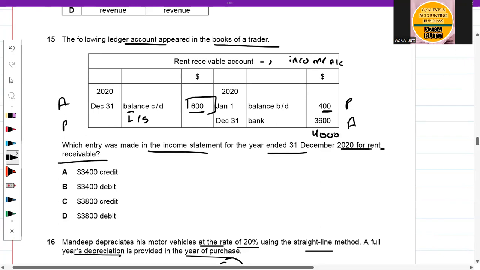in total. And now, 4,000 minus 600. So you have 3,400. So 3,400 you will be sending to the income statement. 3,400 credit. So A option is the right option.